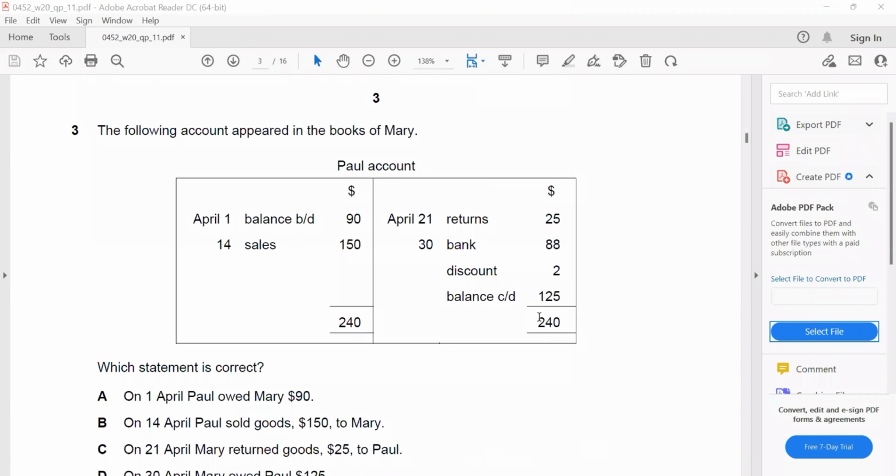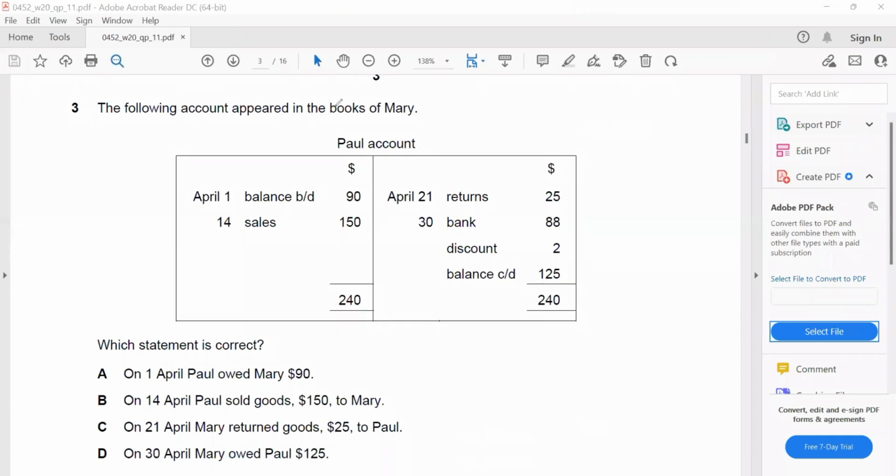Question 3. This is Paul's account in the books of Mary. So debit, that means this is a trade receivable. Okay, on the statement, which one is correct? So on 1st April, Paul owed Mary 90. So this one is correct.